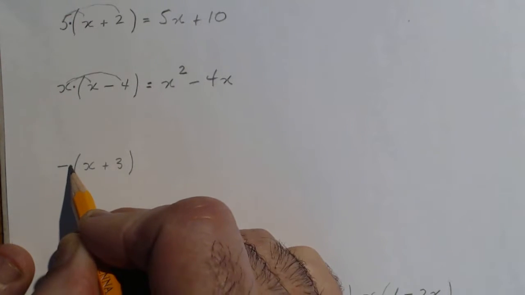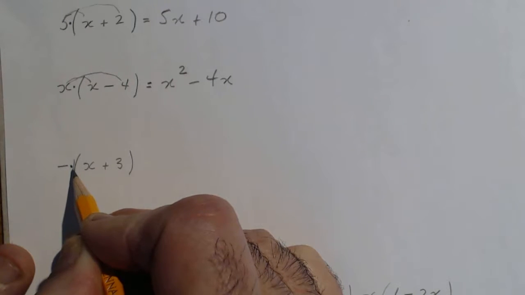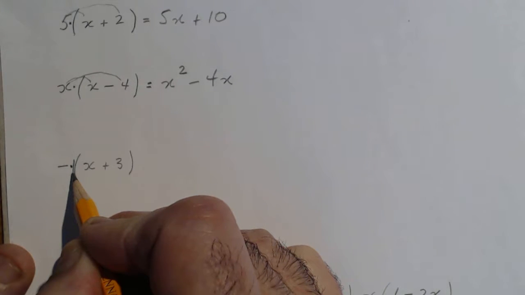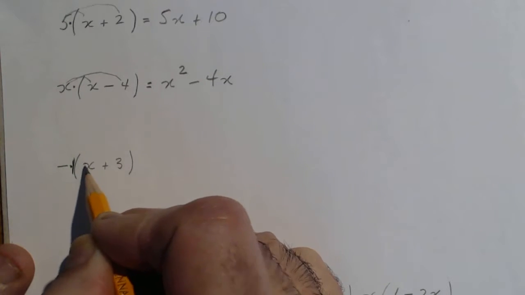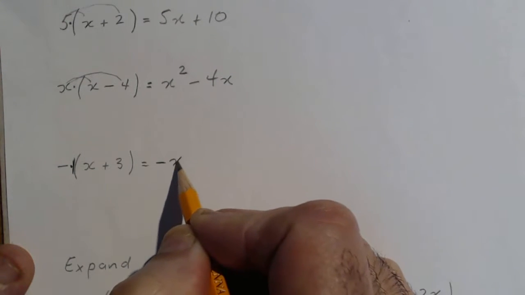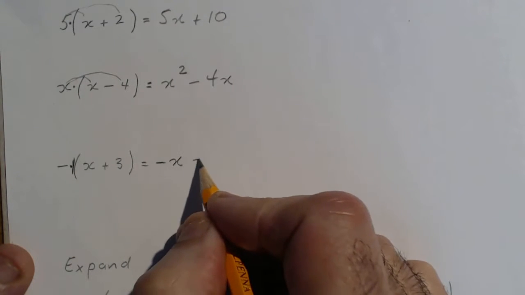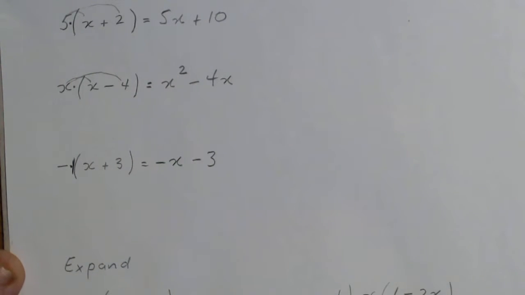So this actually means negative 1 outside the bracket there. It actually means negative 1. So negative 1 times x gives negative x. Negative 1 times plus 3 gives negative 3.